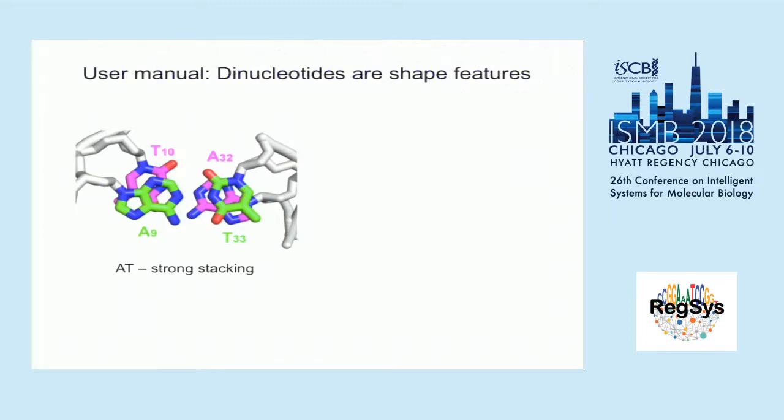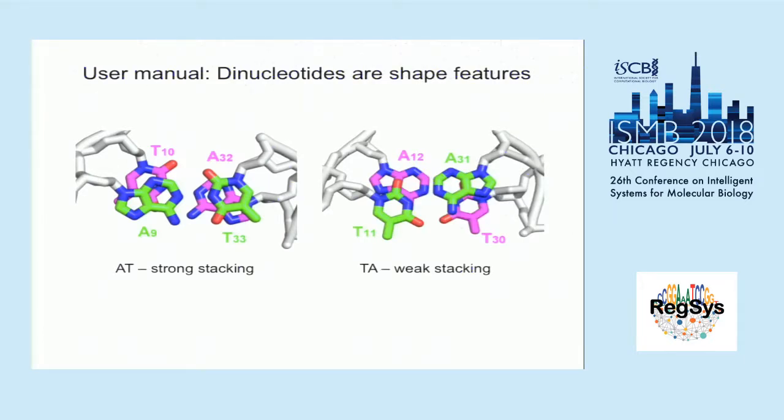When we, for instance, look at an AT base pair step, then we see here the stacking interaction between the first AT base pair in green and the second AT base pair in the back. And when we look at the opposite sequence of a TA step, then I hope, even though you might not have looked at many structures, you can see there's very little overlap here between these two base pairs in a TA step.